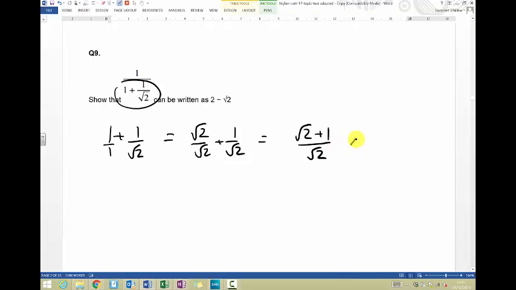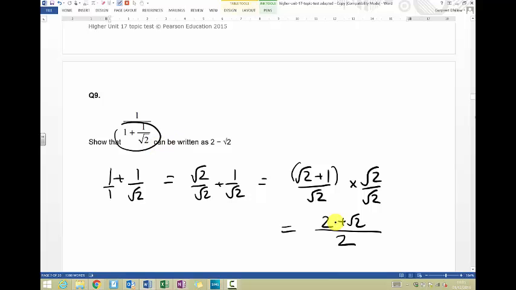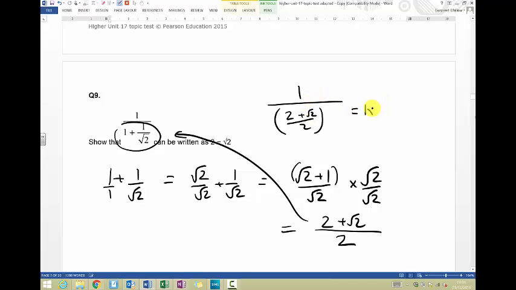We should always try and rationalize the denominator when we can. So put brackets in there. Root 2 times root 2 is 2, plus the root 2 times 1, all over root 2 times root 2, which is 2. And then that can go in the place of that. So now we've got 1 over this whole fraction, 2 plus root 2 over 2. And obviously, to divide by a fraction, the same as timesing by the reciprocal, so that would be 1 times the reciprocal of that, which is obviously just the reciprocal.